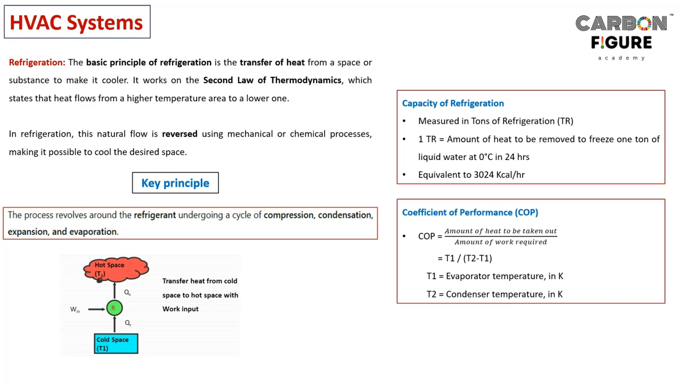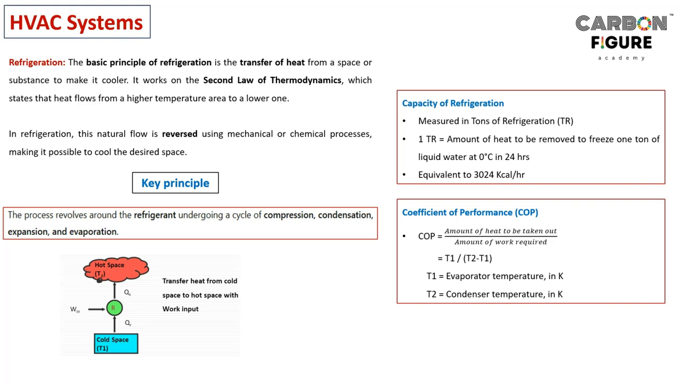So 1 ton of refrigeration is equal to the amount of heat to be removed to freeze 1 ton of liquid water at 0 degrees Celsius for 24 hours, right? Which is equivalent to 3024 kilocalorie per hour, right?